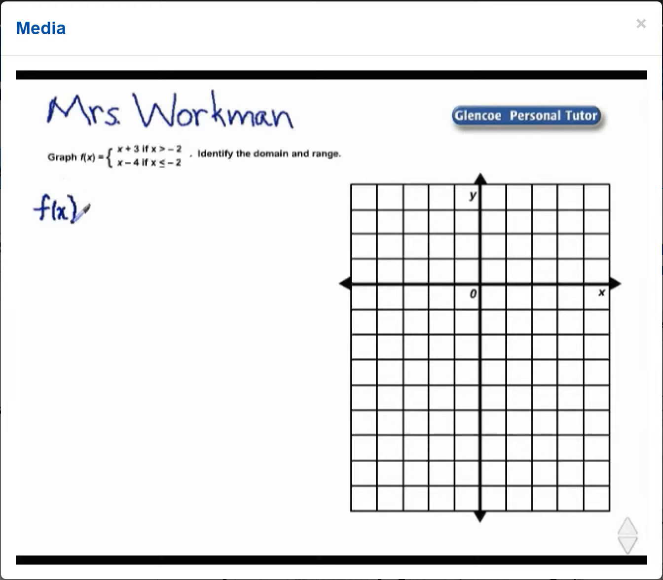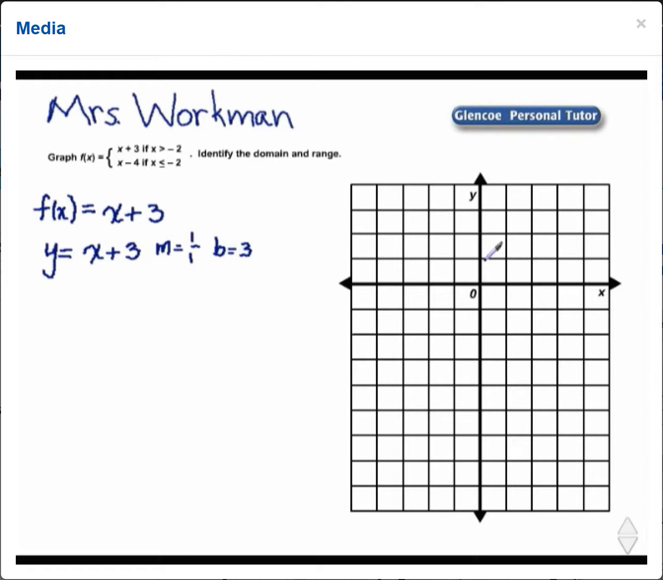we're going to graph the first piece, which says that f of x is equal to x plus 3 if x is greater than negative 2. For just a minute, I'm going to ignore that x is greater than negative 2, just until we can get this line graphed. We notice that the line's equation is already in the slope-intercept form, which tells us that the slope is 1 or 1 over 1, and that the y-intercept is 3.